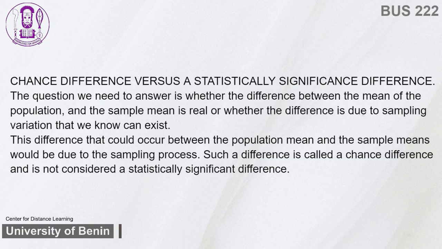Chance difference versus a statistically significant difference. The question we need to answer is whether the difference between the mean of the population and the sample mean is real or whether the difference is due to sampling variation that we know can exist. This difference that could occur between the population mean and the sample means would be due to the sampling process. Such a difference is called a chance difference and is not considered a statistically significant difference.